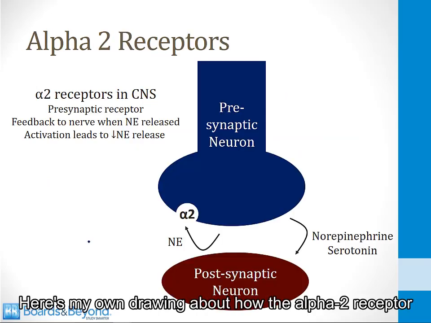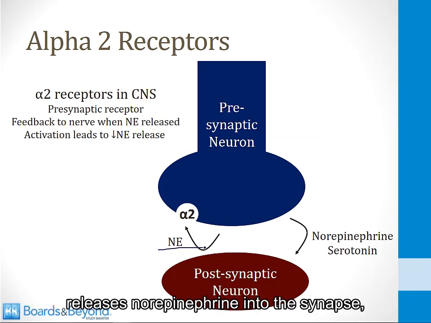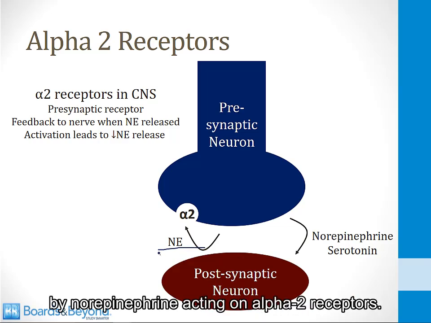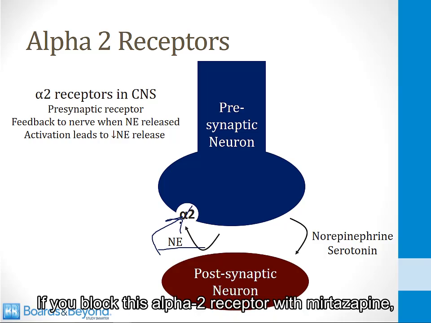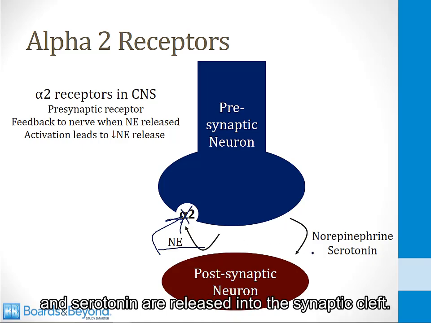Here's my own drawing about how the alpha-2 receptor blocking effects of mirtazapine work. So when a presynaptic neuron releases norepinephrine into the synapse, negative feedback is provided by norepinephrine acting on alpha-2 receptors. This tells the presynaptic neuron to stop releasing neurotransmitters. If you block this alpha-2 receptor with mirtazapine, then the negative feedback is blocked, and therefore more norepinephrine and serotonin are released into the synaptic cleft.